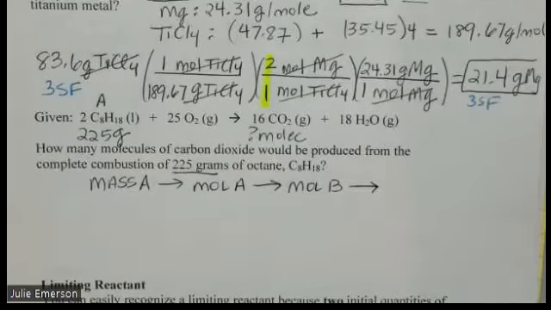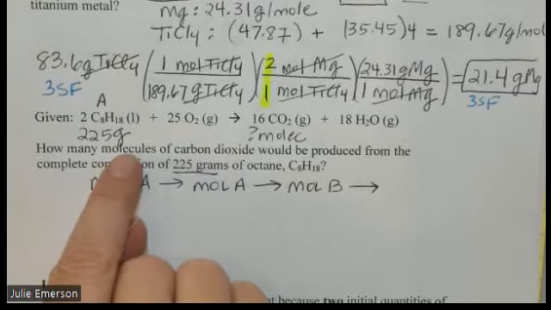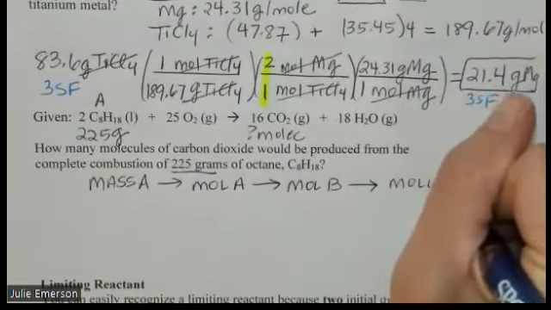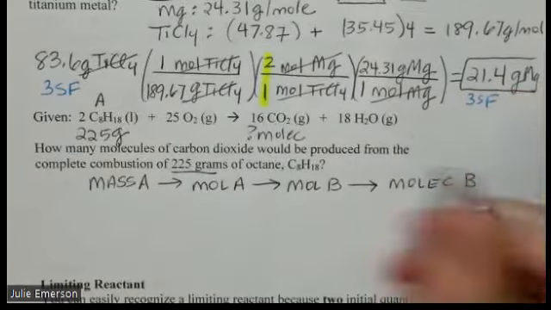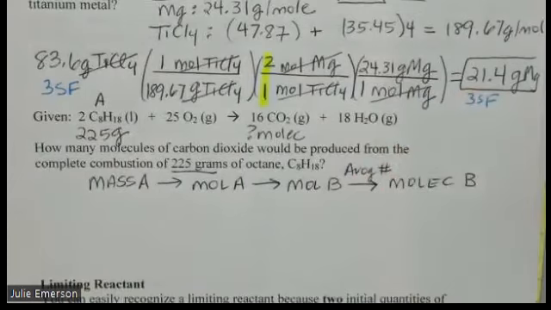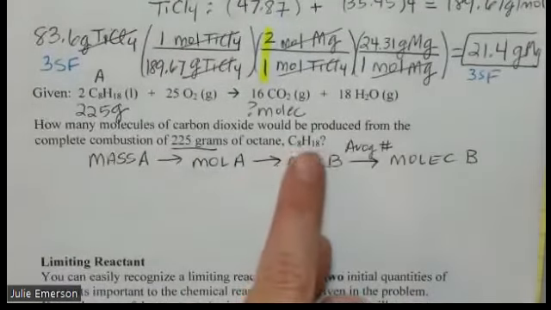they think automatically, okay, I'm going to go get molar mass from the periodic table. But if we're looking for molecules, we don't need molar mass. Instead, we're going to need Avogadro's number. So we're going to take moles to molecules and we're going to use Avogadro's number for that, the 6.022 times 10 to the 23rd.